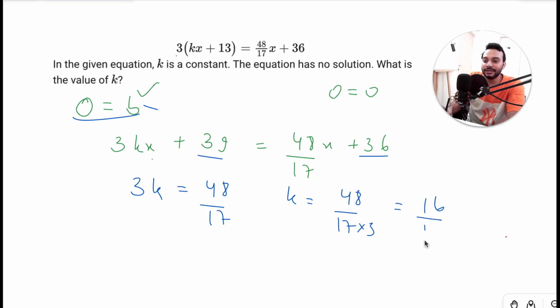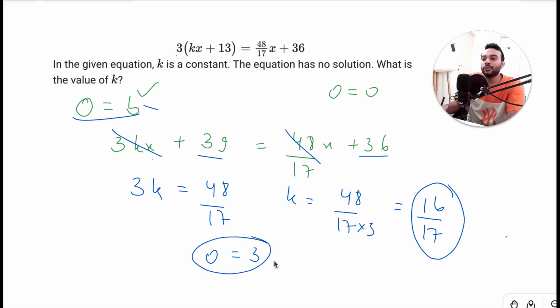16 over 17. This is a grid-in question. Your answer would be 16 over 17. The moment it is this, the variable terms would cancel. It'll be 39 is equal to 36. Then you subtract the 36 from both sides and you get 0 is equal to 3, which will lead to an equation that has no solution.